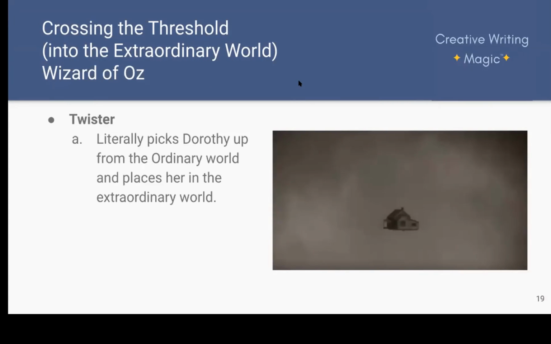Crossing the threshold in The Wizard of Oz is probably one of the most classic examples out there. It's, of course, the Twister, where the Twister literally picks Dorothy up from the ordinary world and places her into the extraordinary world. So she crossed that threshold in a very literal way, and a classic one that we can all relate to and have strong memories of from watching this movie or reading the book.